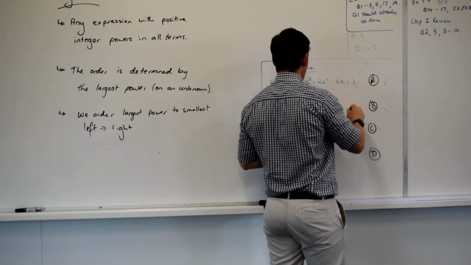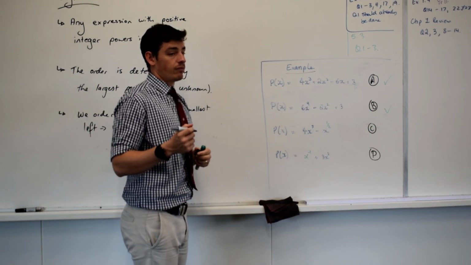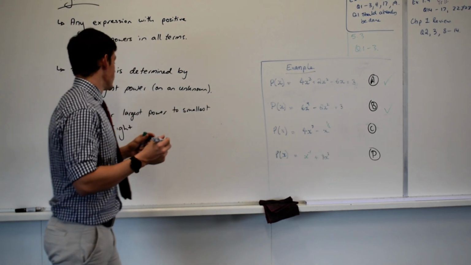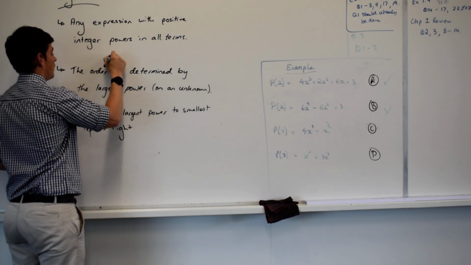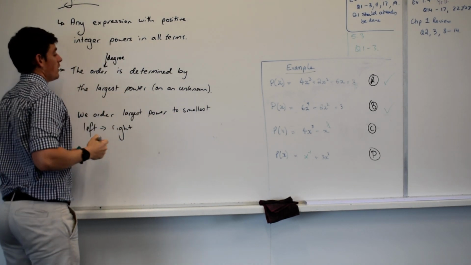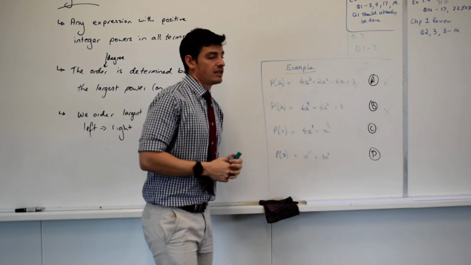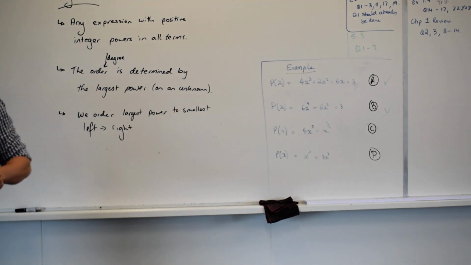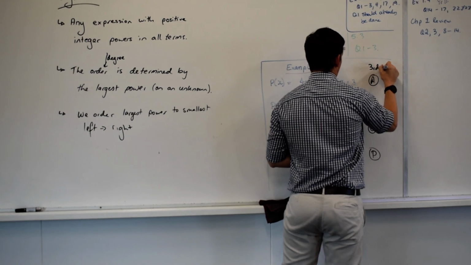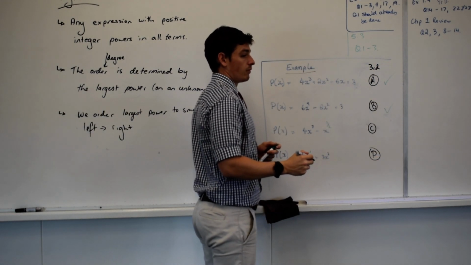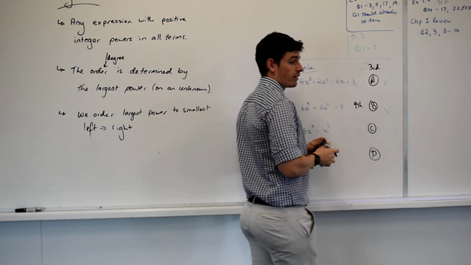So, what degree polynomial is our first one? Now the degree, remember, is determined by the largest power. So what degree or order is the first one? Third. What about this one? Power of 9, which makes it a 9th degree polynomial, correct?